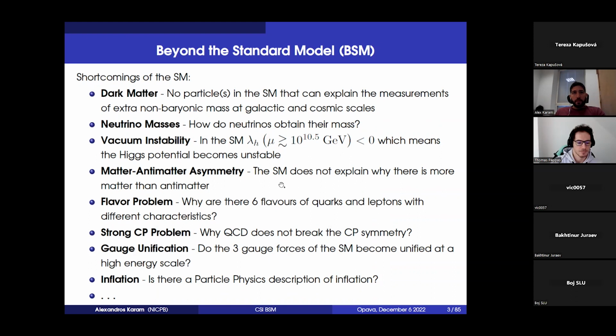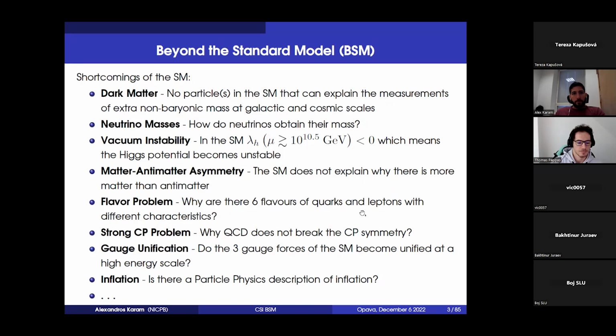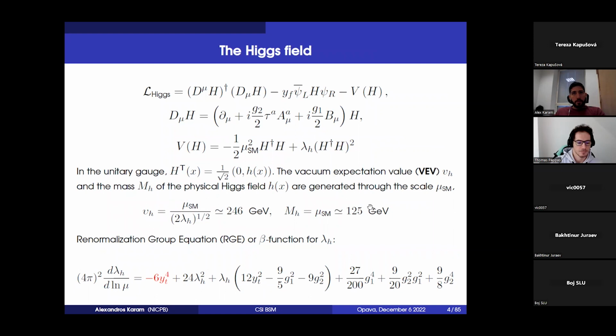Furthermore, the standard model does not explain why there is more matter than antimatter in the universe. Also, why there are 6 flavors of quarks and leptons with different characteristics. Also, why QCD does not break the CP symmetry. And why the 3 gauge forces of the standard model seem to become unified at a high energy scale. Finally, this is not exactly true, but we still don't know the particle physics description of inflation, but there is the possibility that the Higgs boson could play the role of the inflaton if it's non-minimally coupled to gravity. And more.